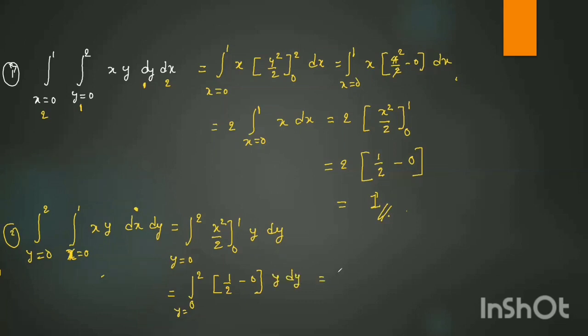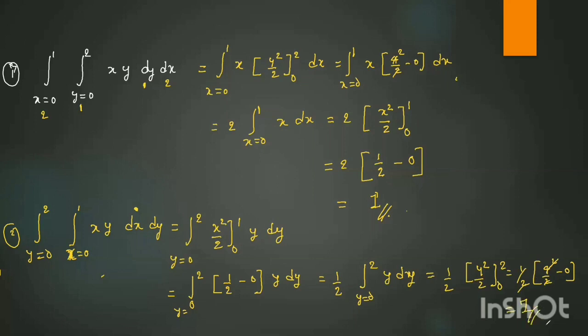That 1 by 2 we can take outside. Integration of y from 0 to 2, y dy. Now integration of y is y square by 2. Limits are 0 to 2. So 1 by 2, and it is 4 by 2 minus 0. The 2 gets cancelled. Answer is 1. It is the same. So if we have constant limits and you change the order, you will get the same answer.